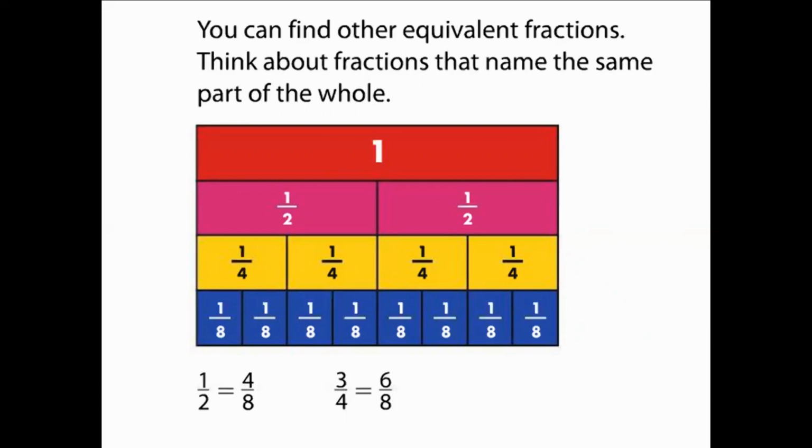And also if we have 3 quarters, so 3 yellow parts, 3 quarters are equal to how many blue parts? 1, 2, 3, 4, 5, 6. So 3 out of 4 is equivalent to 6 out of 8.